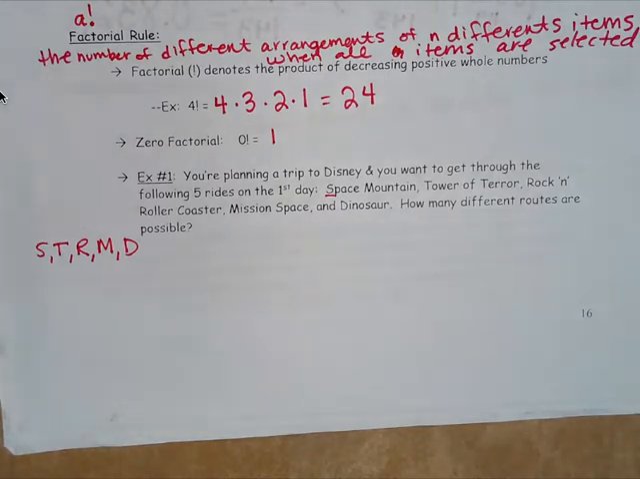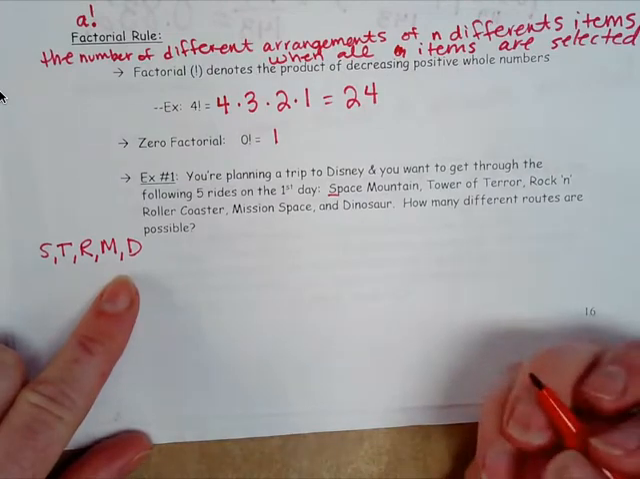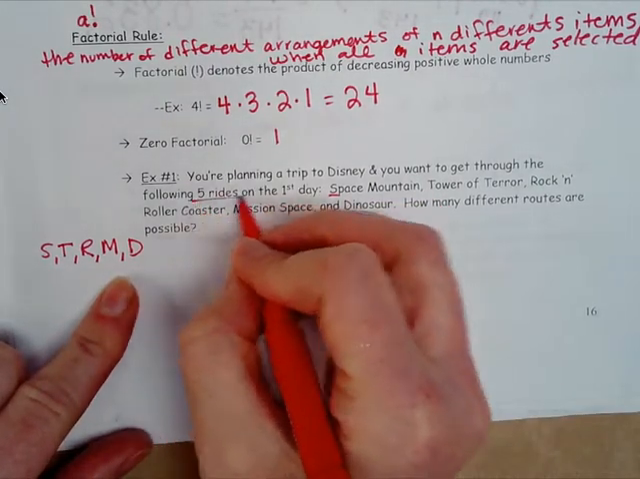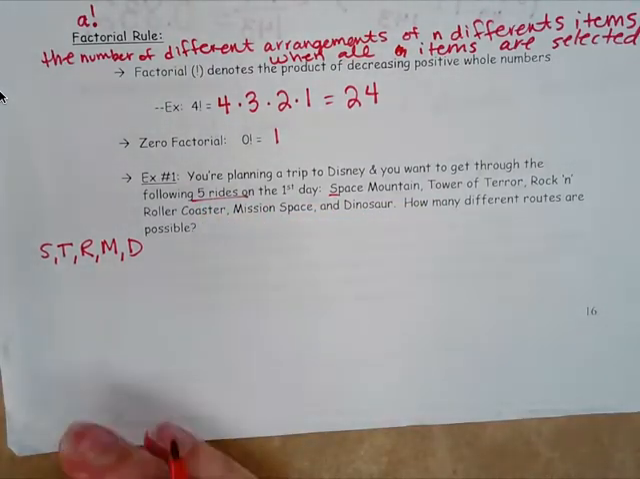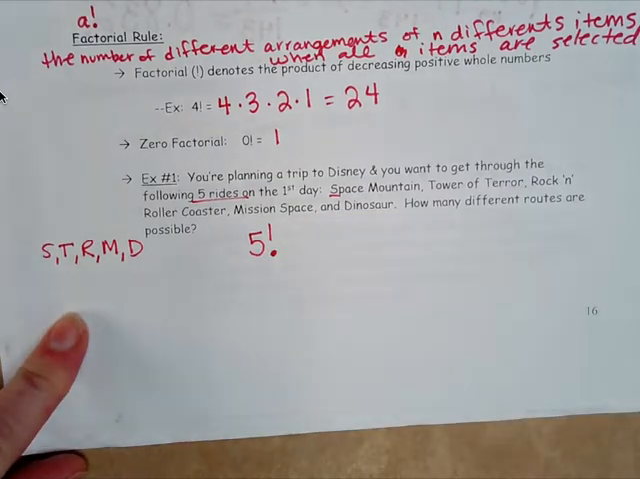So we have the same exact options. We are just putting them in different orders. A way that we could set this up is using factorials. So we have 5 rides. We're going to each one of these rides. We just have different orders that we can choose. So we'll do 5 factorial.